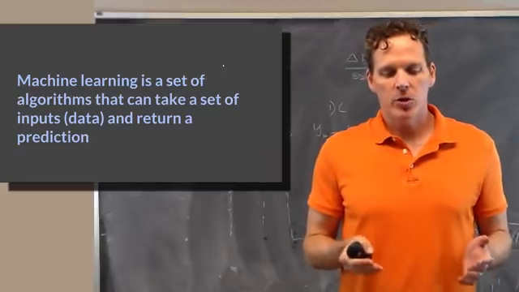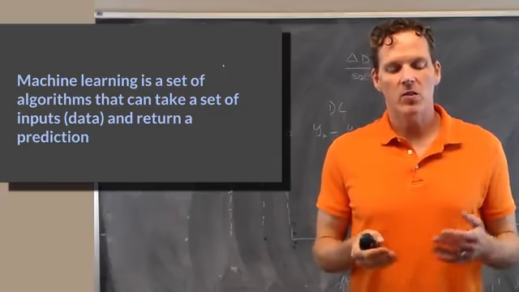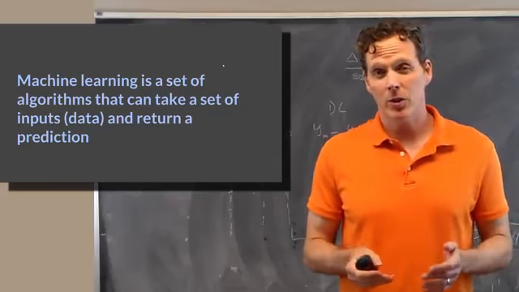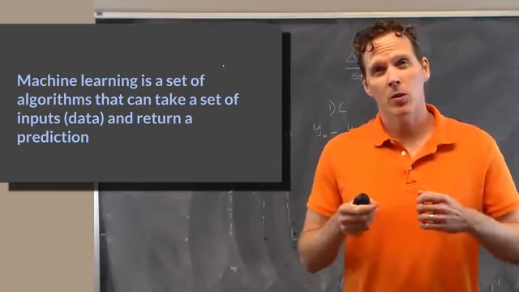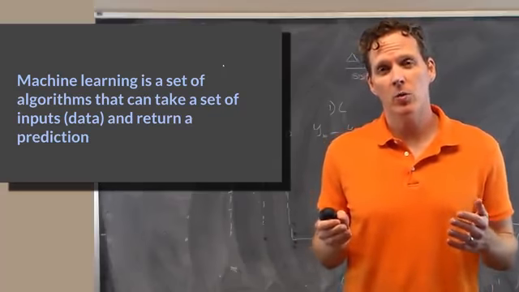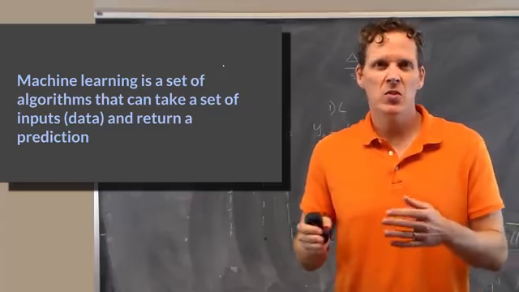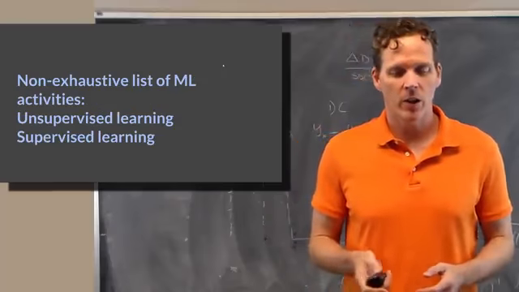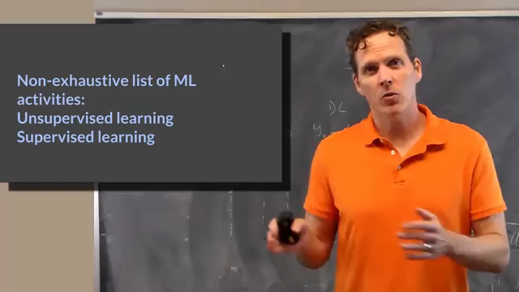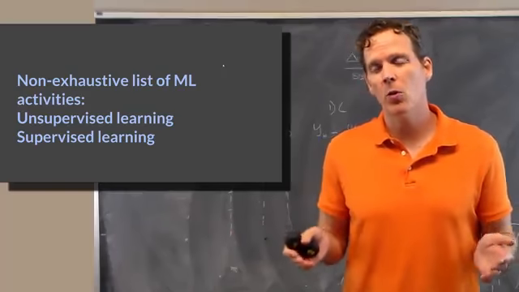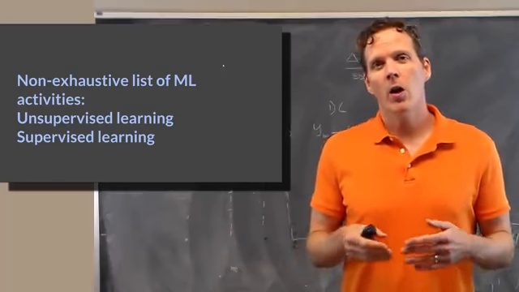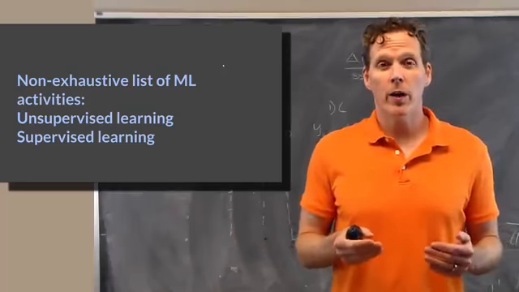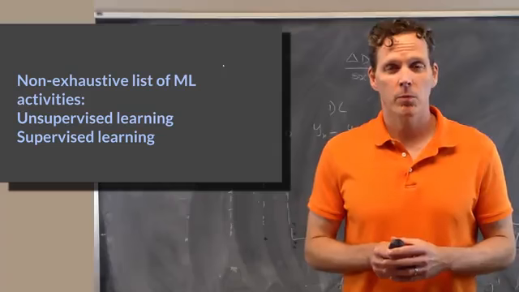So I'm going to define machine learning as a set of algorithms that take a set of inputs and return a prediction. And I would classify the way in which it returns a prediction, at least in the two ways that are most useful for data science, as two broad categories. And this is non-exhaustive. There's other aspects of machine learning, but the two I want to focus on are unsupervised and supervised versions of machine learning.